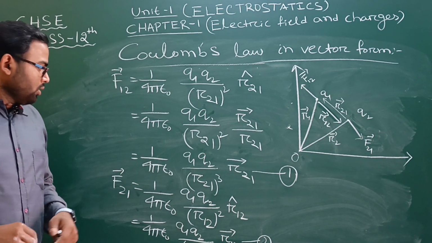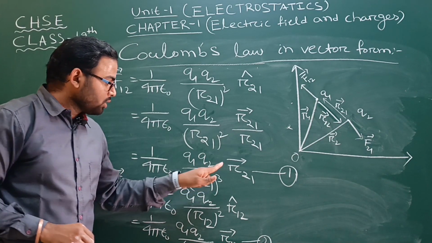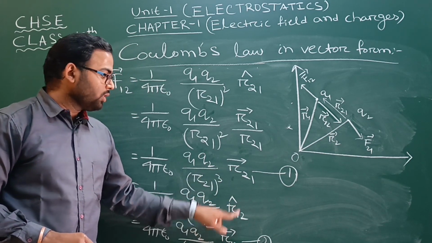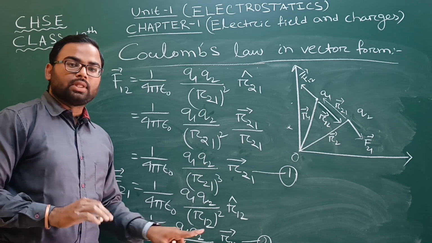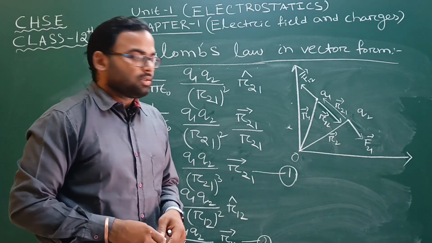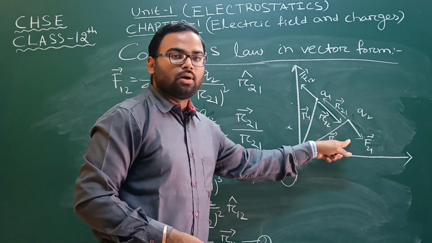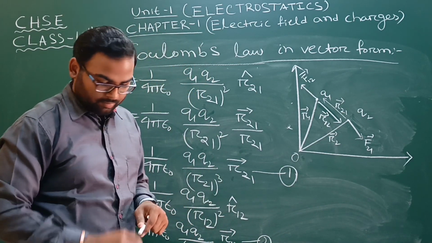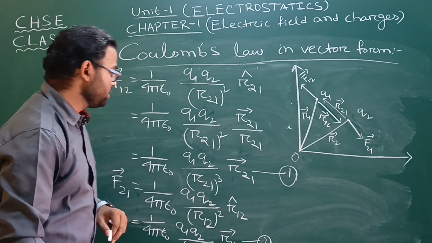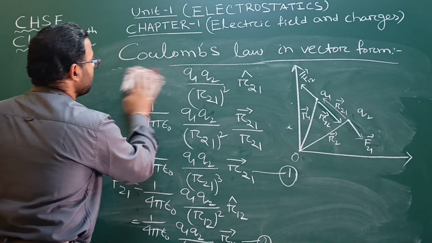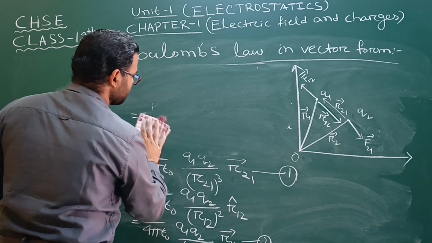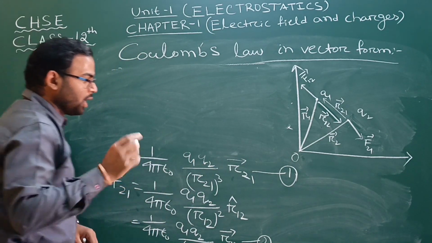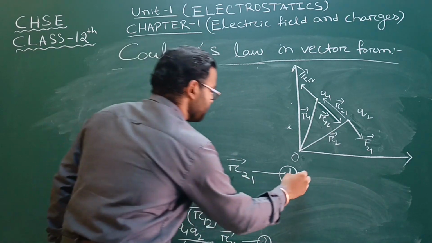So what we have to find out? The value of r21 and r12. If we calculate these two values, then we can prove that these forces are equal in magnitude and opposite in direction. So remember these two equations. Now we will calculate the value of R21 and R12. I will write here the equations.